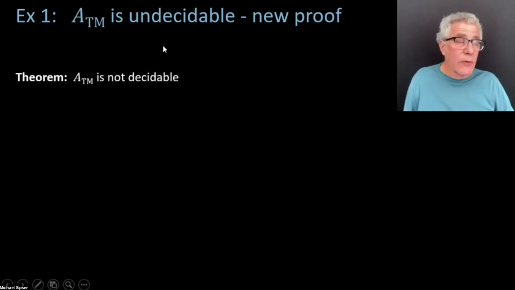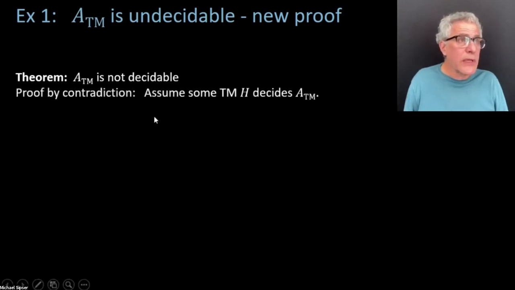Remember, we spent half a lecture or more with a proof by diagonalization as our first example of an undecidable problem, ATM. We subsequently showed other things undecidable by reduction, but for the very first example, we used that diagonalization. Now I'm going to give you a new proof. So, proof by contradiction. Assume we have a Turing machine H that decides ATM. It starts the same way that the diagonalization proof went.